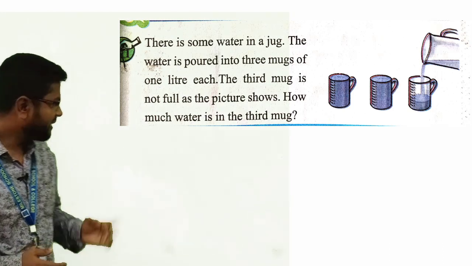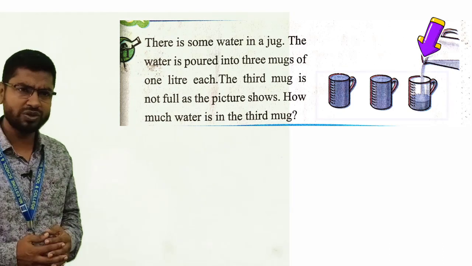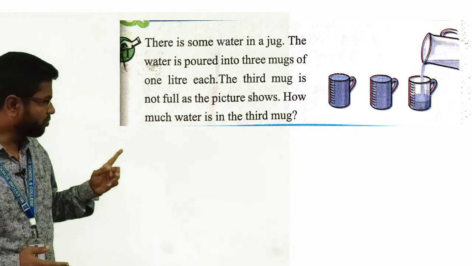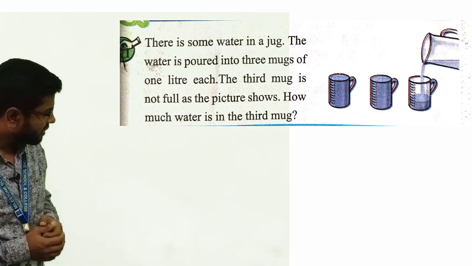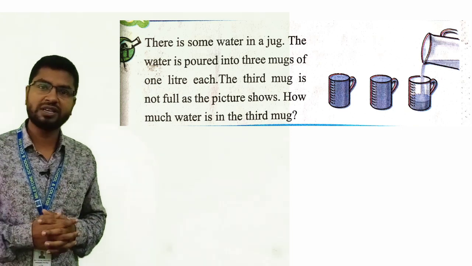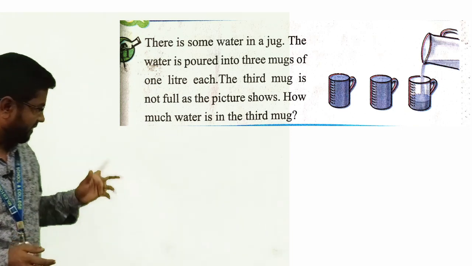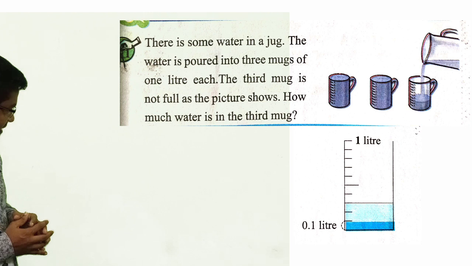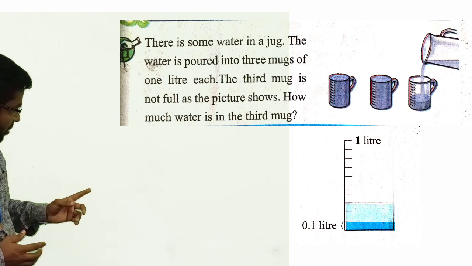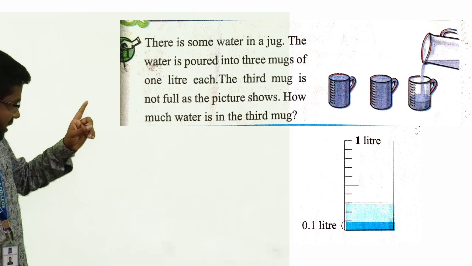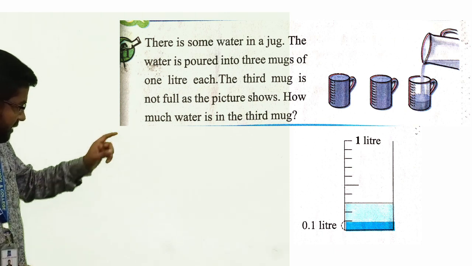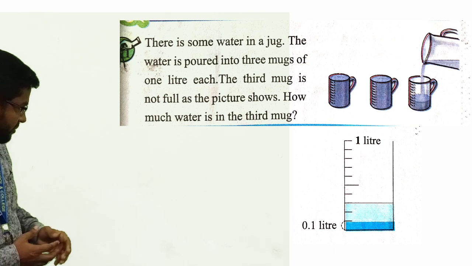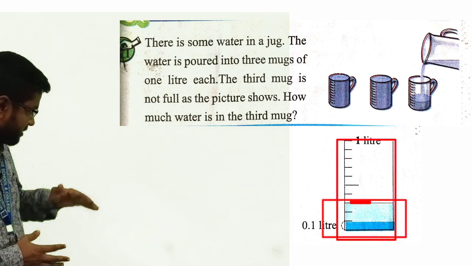How can you tell? 3 mugs? No, 3 mugs is not full. 2 mugs are full. 1 mug is not half, less than half. How can we express it? See another picture. In 1 liter of mug, there are 10 parts. Among the 10 parts, 3 parts are full.